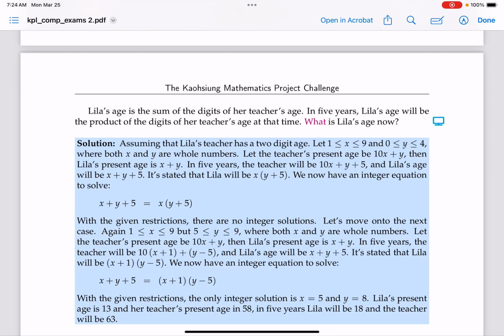Okay, let's read through it. It says, Lila's age is the sum of the digits of her teacher's age. In 5 years, Lila's age will be the product of the digits of the teacher's age at that time. What is Lila's age now then?